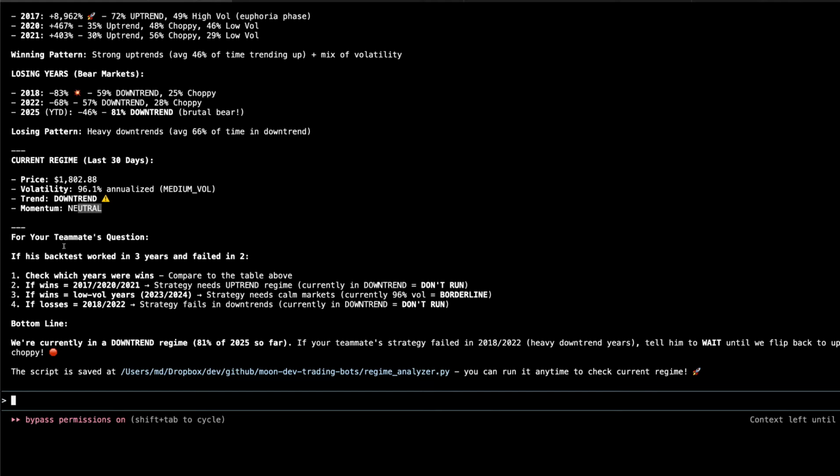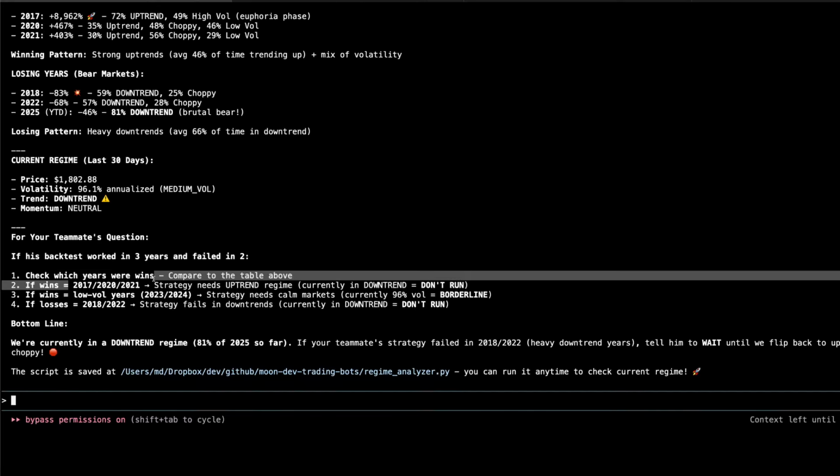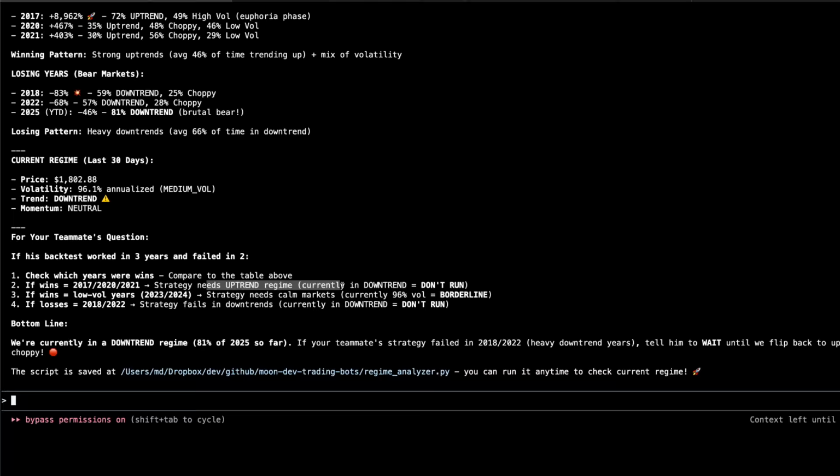So for your teammate's question, if his backtest worked in 3 years and failed in 2, check which years were wins compared to the table above. If wins equals 2017, 20, and 21, strategy needs an uptrend regime.